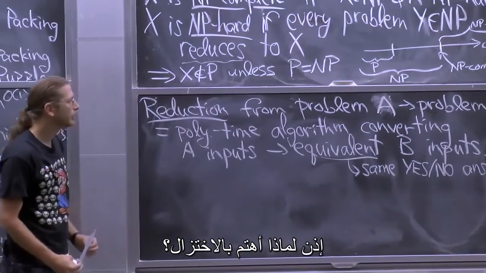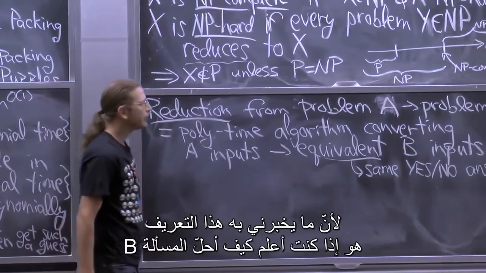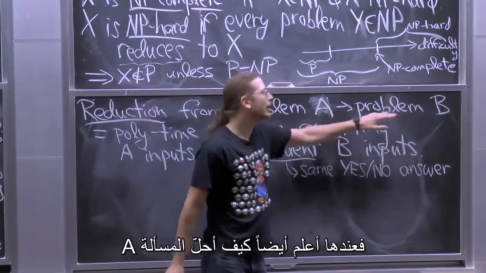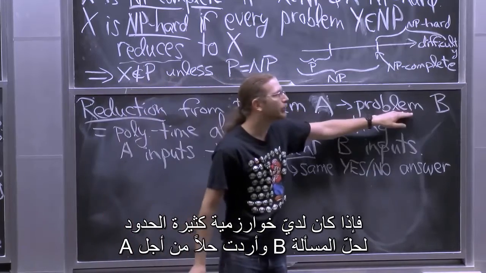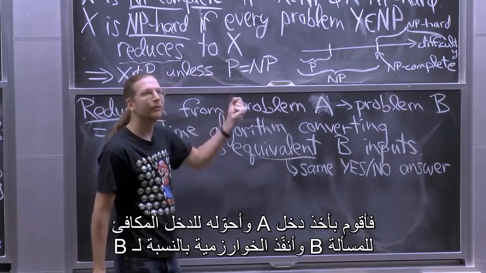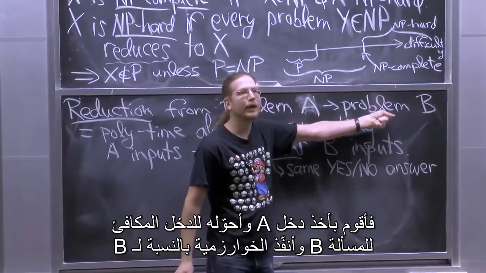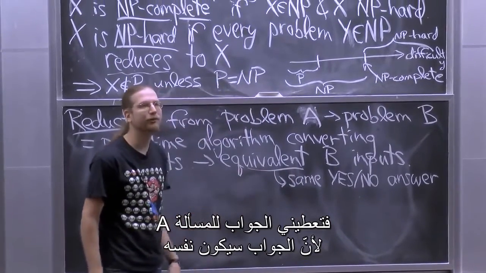So, why would I care about a reduction? Because what it tells me is that if I know how to solve problem B, then I also know how to solve problem A. Right? If I have, say, a polynomial time algorithm for solving B, and I want one for A, I just take my A input, I convert it into the equivalent B input, then I run my algorithm for B, and then it gives me the answer to the A problem because the answers are the same.